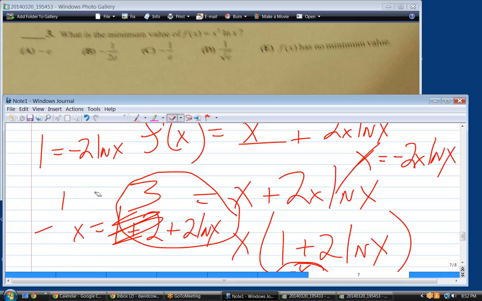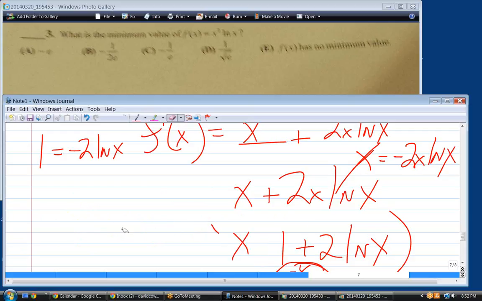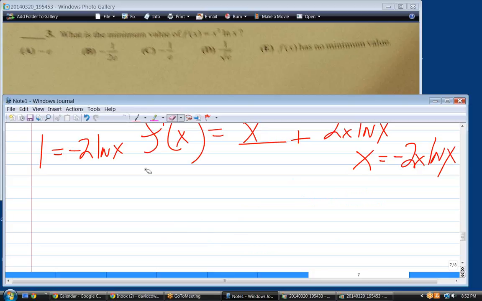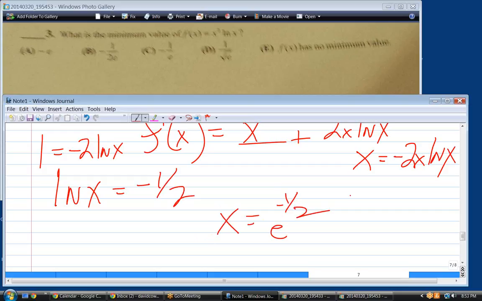Okay, we're getting there. I'm going to come up with that answer. I don't know how I messed it up the first time through, but I see what's happening now. So this becomes the log of x equals negative 1/2, which means x equals e to the negative 1/2, which is not the answer. That is D. I keep coming up with D. Okay, hold on. I'm not done yet.